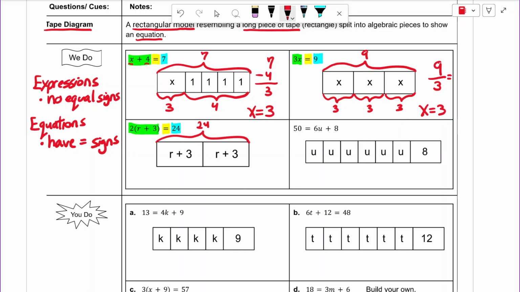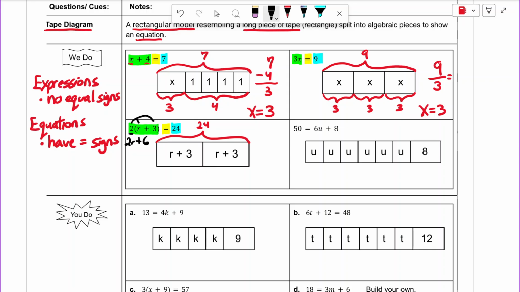All right, inside that piece of tape, there are two r plus 3's. And you can see right here in the beginning, it says that there are two r plus 3's. Normally, you would go 2 times r and 2 times 3, which is 6. That would be the distributive property. And you could build that out right there to get that done. All right?